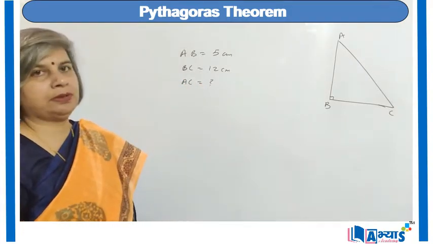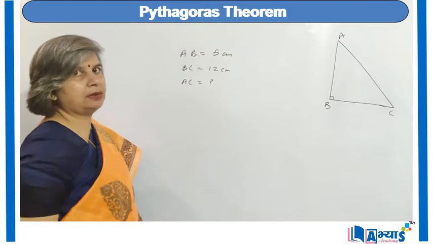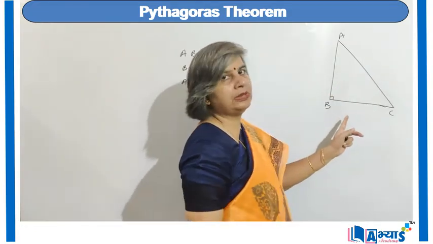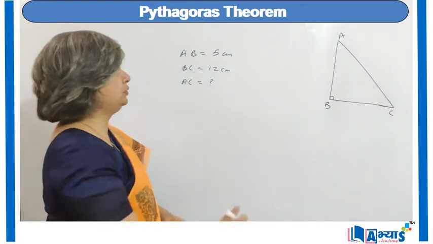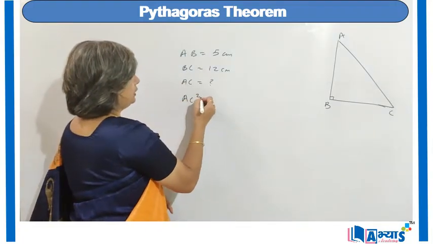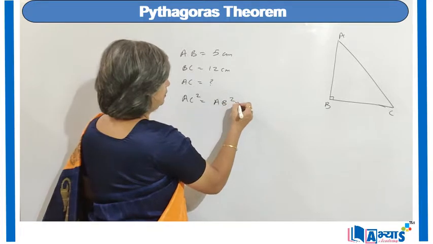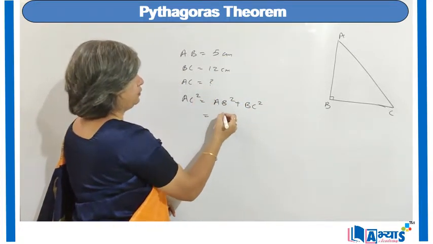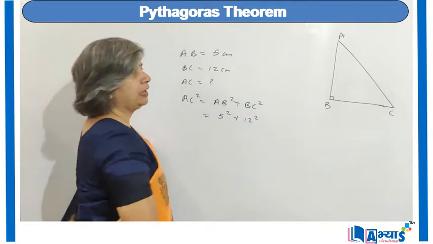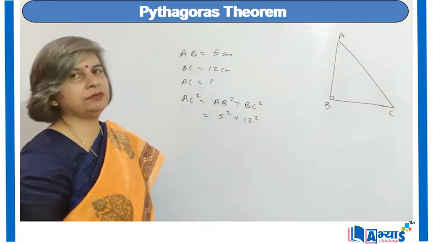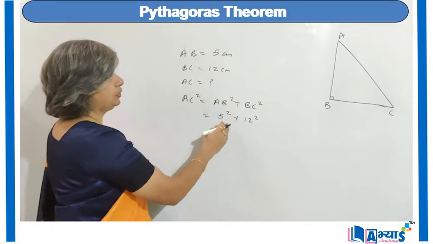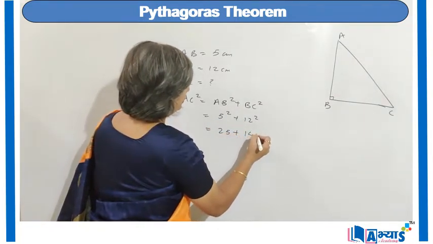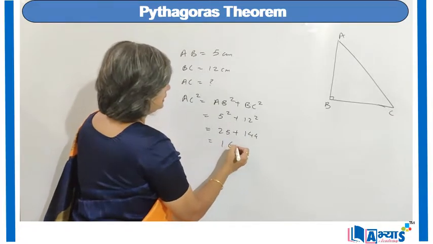Now we will use the Pythagoras theorem, because it is a right angle triangle and AC is the hypotenuse, because AC is the side opposite to the 90 degrees. So we can say that AC square is equal to AB square plus BC square. Now AB has been given to us as 5, so 5 square plus 12 square. That means we are adding the squares of both sides, 5 square plus 12 square. So it will be equal to 25 plus 144, and it will be equal to 169.